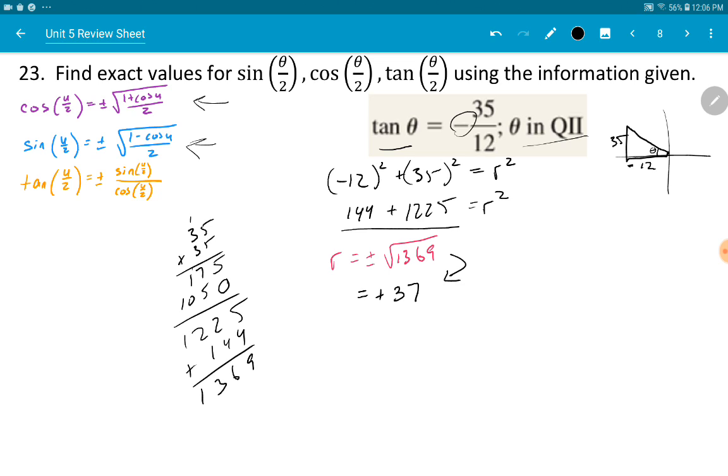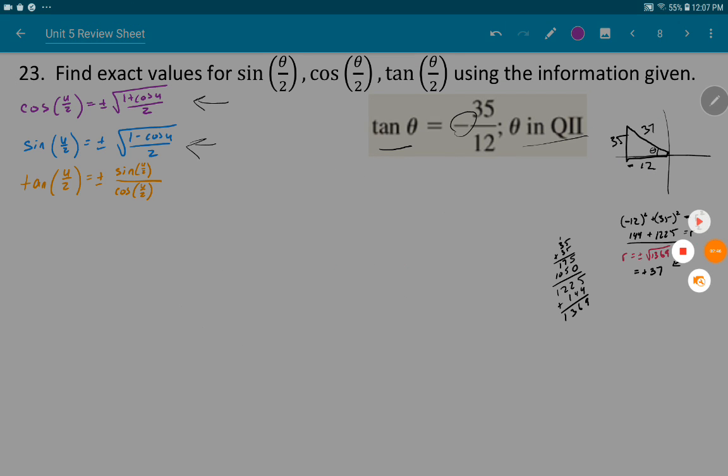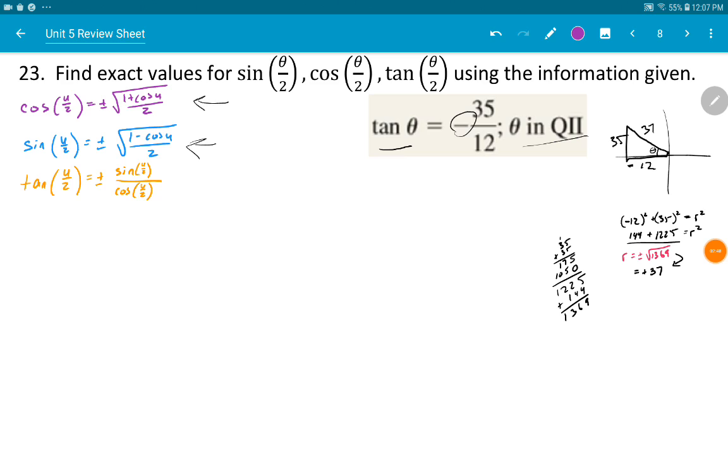Okay, so we got our triangle. So this is 37 now. Once I have my triangle, now I can find cosine. Cosine is adjacent over hypotenuse, so cosine of that angle is going to be negative 12 over 37. And that is what I'm going to use here and here.